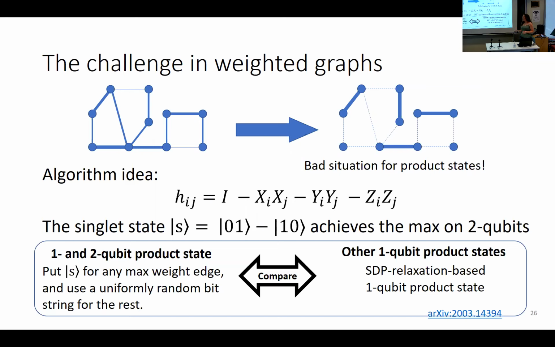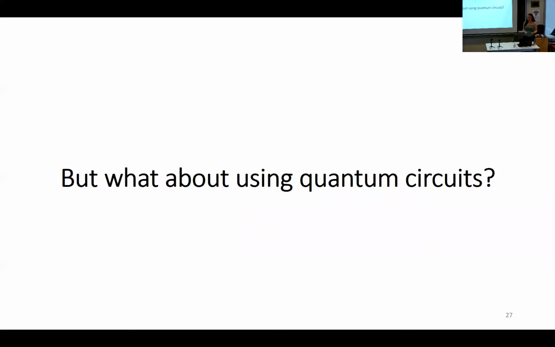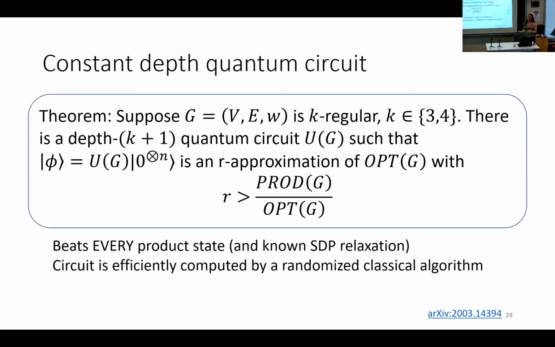And so that's still sort of unsatisfying because you think maybe it should be entangled beyond just 2 qubits. And so that's when we move on to talking about quantum circuits. Okay, so our result here is that when you're talking about 3 and 4 regular graphs, so a graph where every vertex is connected to 3 neighbors, or every vertex is connected to 4 neighbors, we have a short depth circuit that will produce a state that outperforms every product state. And so we're going beyond product states with that. And this is efficiently computed as well. So how do we do that?